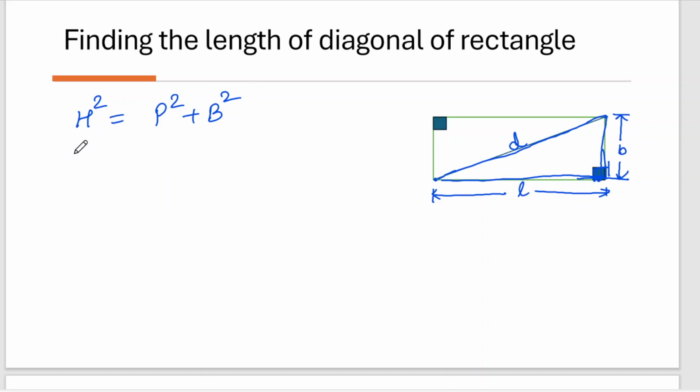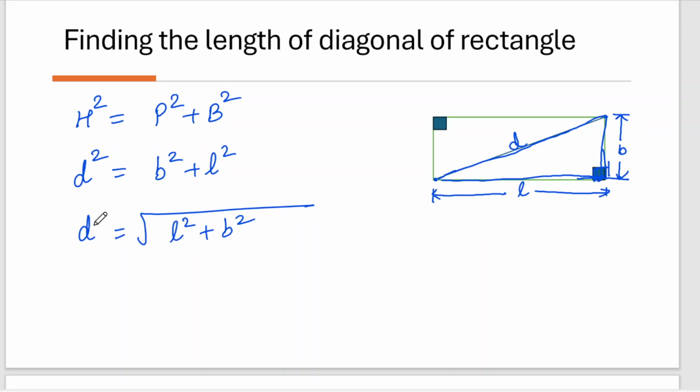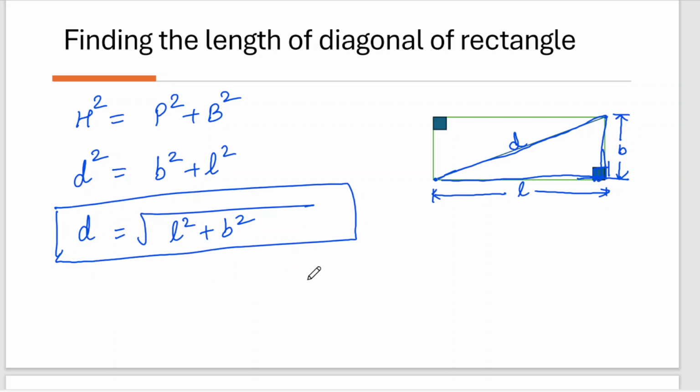So what is hypotenuse square now? D square is equal to, what is base? Perpendicular is your B square and base is your L square. So we have B square plus L square. So D can be written as under root, I am just arranging it, L square plus B square. So this is your formula, and you can always remember this formula so that you can find the length of the diagonal directly.